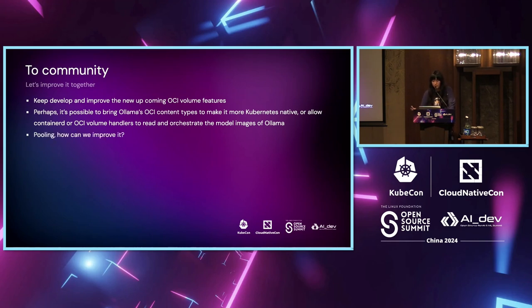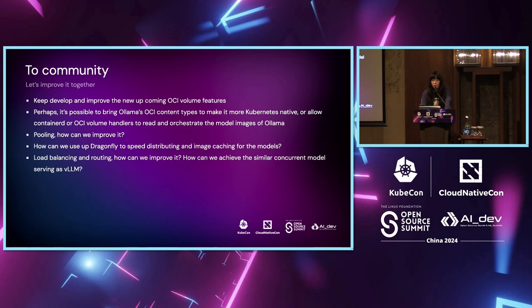Or how about better polling? Can we improve it? Or how can we use Dragonfly to better distribute such large models like Llama 3 405B? It's like 800 gigabytes, that's too large, yeah.